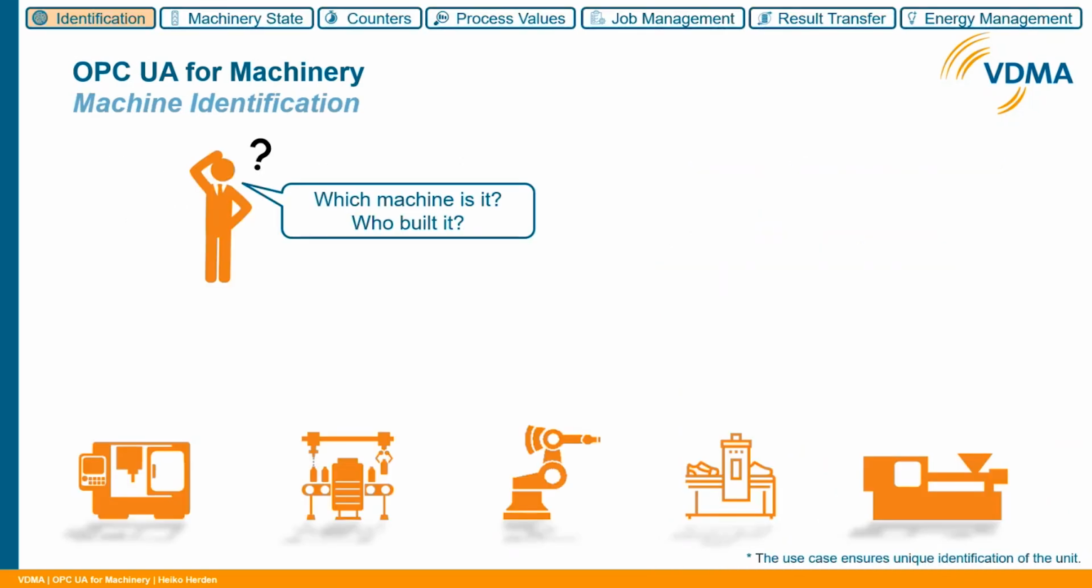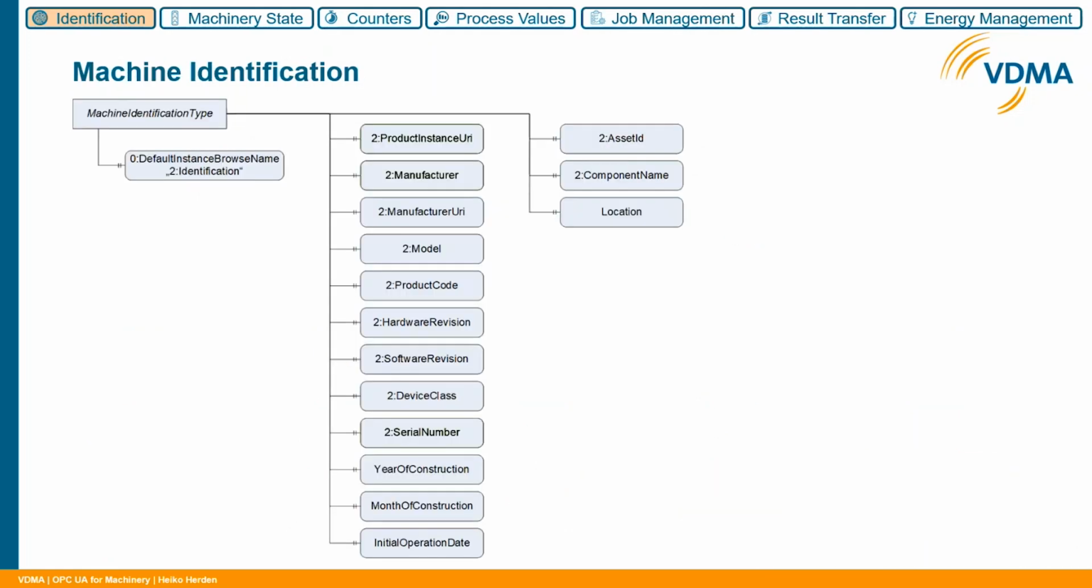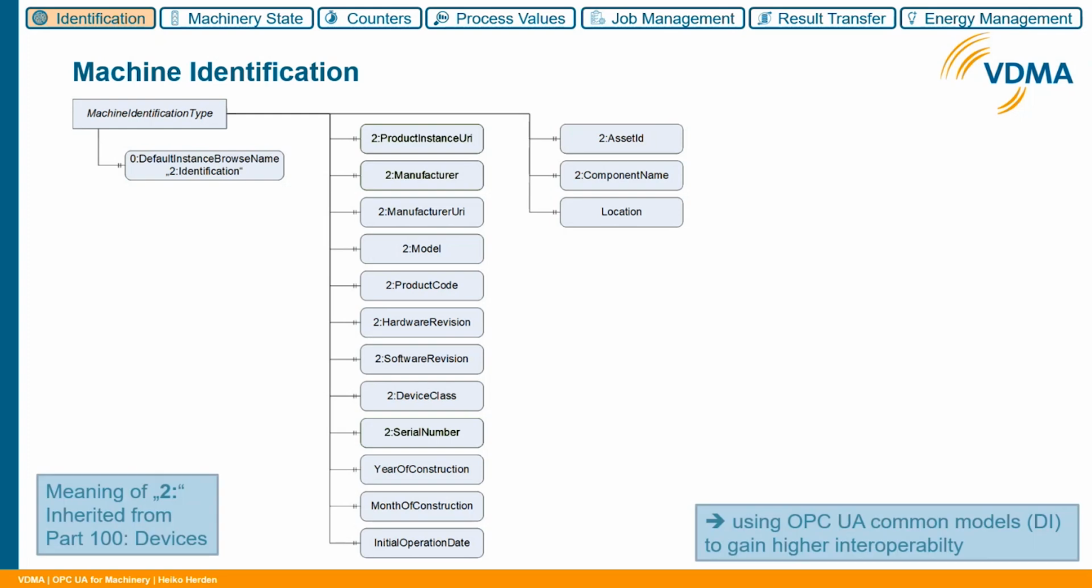So let's get started with OPC UA for machinery machine identification. The question at hand here is, if I want to connect several machines, especially from different domains, I want to see to which machine I am connected and who built it and where it is standing and things like that. Now with OPC UA for machinery, this information is provided in the same way. How does it work? We defined a so-called machine identification type, which comes with a lot of different properties. These properties are mostly inherited from the OPC UA base specification Part 100 for devices to also gain an even higher interoperability, so that we not only have a harmonization within the mechanical engineering industry, but also to other industries.